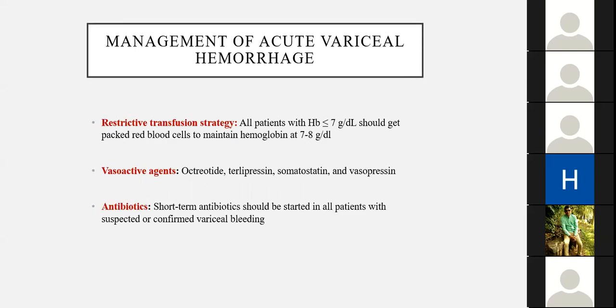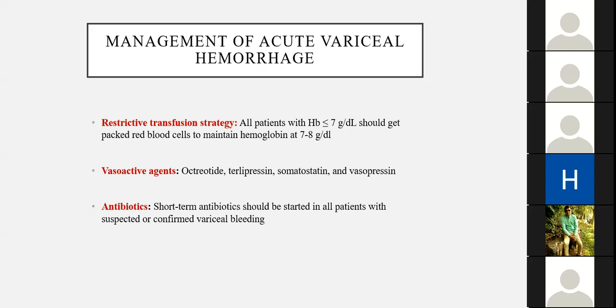See, they're vasoactive agents. Octreotide, terlipressin, somatostatin, vasopressin. Generally, in case of acute variceal hemorrhage, we'll first do endoscopic ligation. Then, to decrease the pressure, we'll use all these vasoactive agents. No. Even before we do endoscopy, the patient lands up in the night. Okay. So we don't wait till the endoscopy is done.